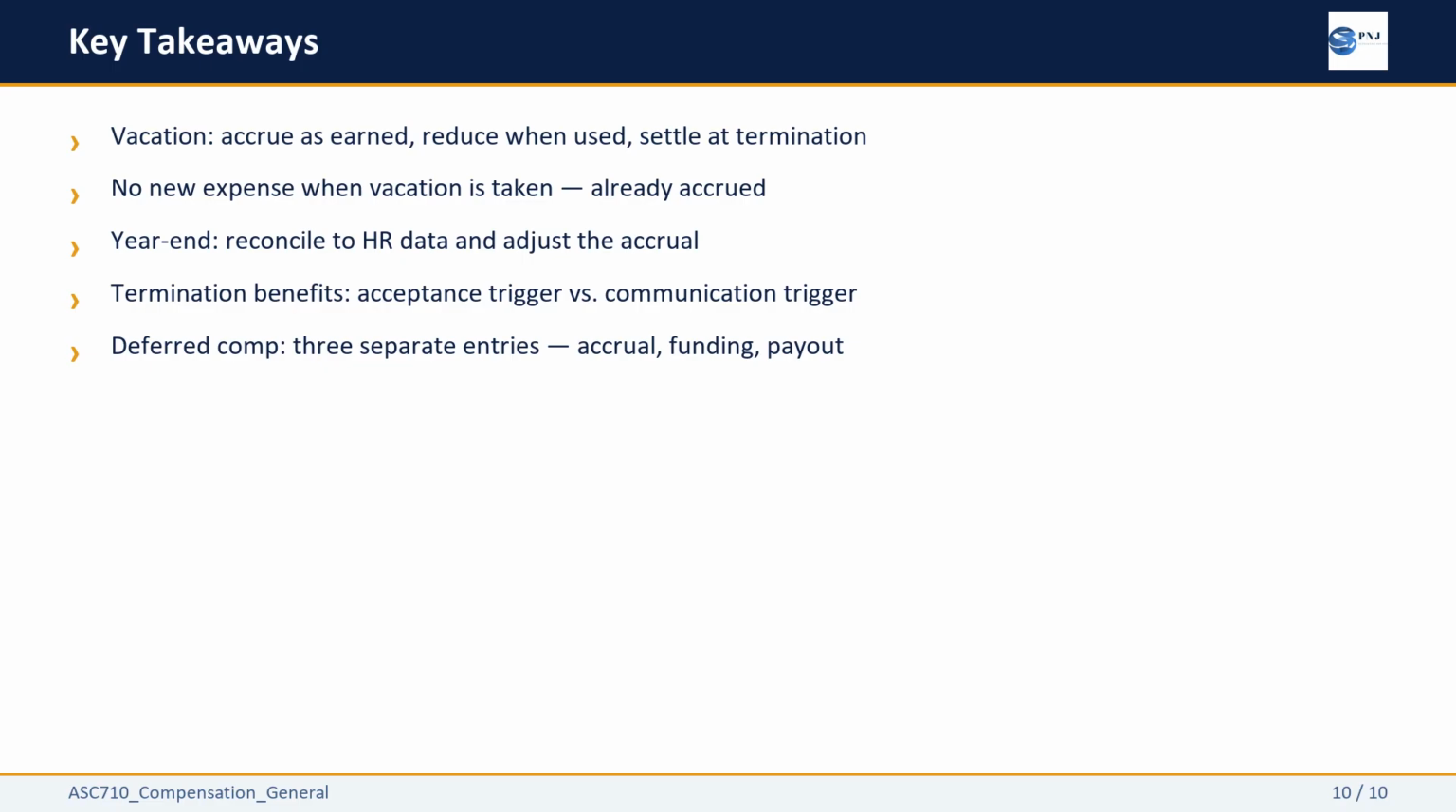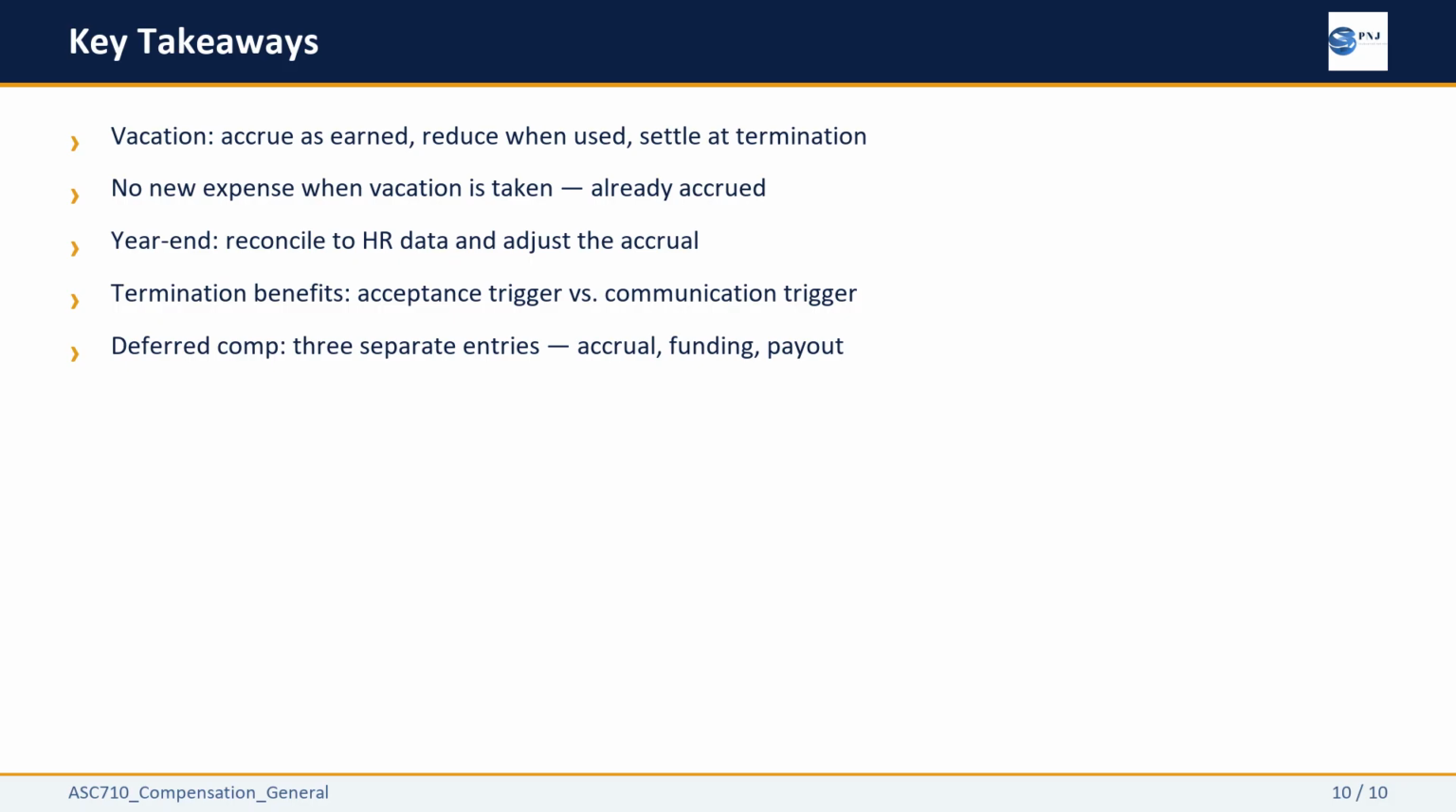The entries in this section translate every ASC 710 concept into accounting action. Vacation builds through the expense account and clears through the liability when used or paid out. No double counting. No new expense on the day of payment. Year-end reconciliation is your safeguard against inaccurate estimates.